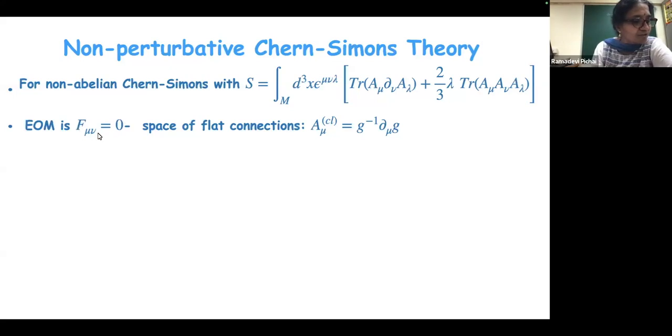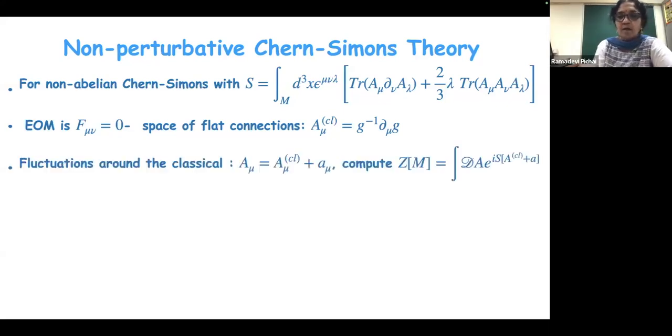And typically the solution to the field strength being 0 is the space of flat connections in Chern-Simons theory. Okay. And then what do we do? If you take a classical solution, which is this solution to the field strength being 0, you perturb around the classical solution and compute, as on the first slide where I showed you that when I started with Chern-Simons theory, the partition function is given by the path integral over the space of gauge fields, modulo gauge transformation. And we take the action which is perturbed around the classical solutions.